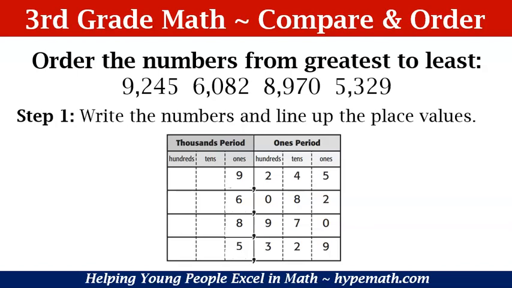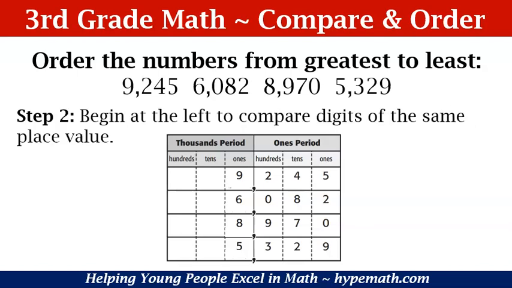Remember, practice makes awesome. So again, our numbers are 9,245, 6,082, 8,970, and 5,329. For step 1, we said we need to write the numbers and line up the place values, okay? And that is what we did.